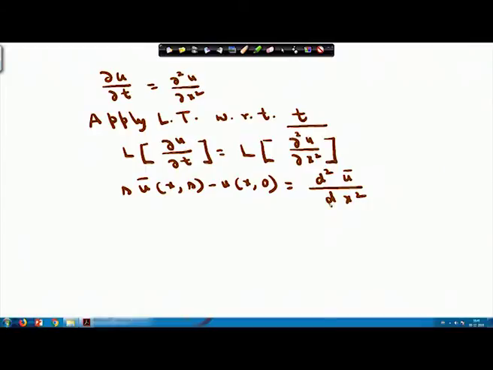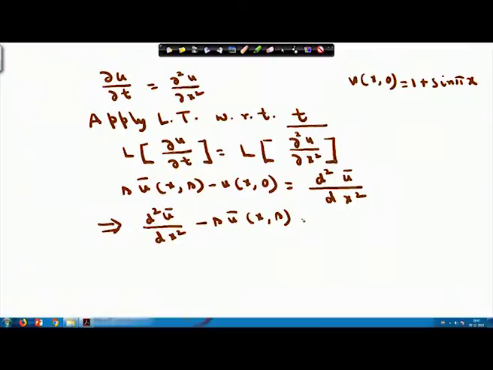Now, according to the condition, it is given that u(x, 0) is 1 plus sin pi x, and x lies between 0 and 1. If I substitute this, then this equation I can write as d2 u bar dx squared minus, this will go on that side, s u bar (x, s) equals minus u(x, 0), so minus (1 plus sin pi x).